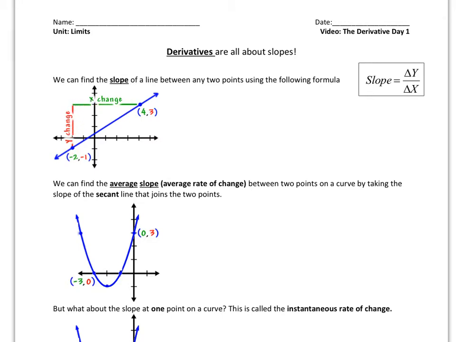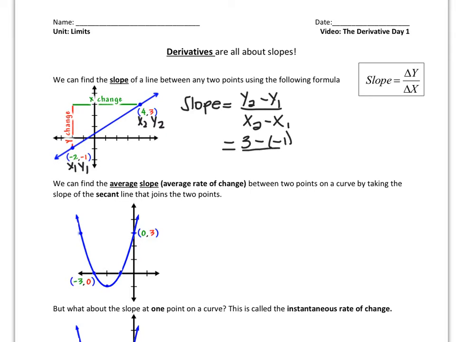So we're just going to subtract the y's, so I will call this x1, y1, and I will call this x2, y2. So we can say that slope is change in y, so y2 minus y1 over x2 minus x1. So my y2 is 3 and my y1 is negative 1. So 3 minus negative 1 over my x2 is 4, and my x1 is negative 2. So 4 minus a negative 2.